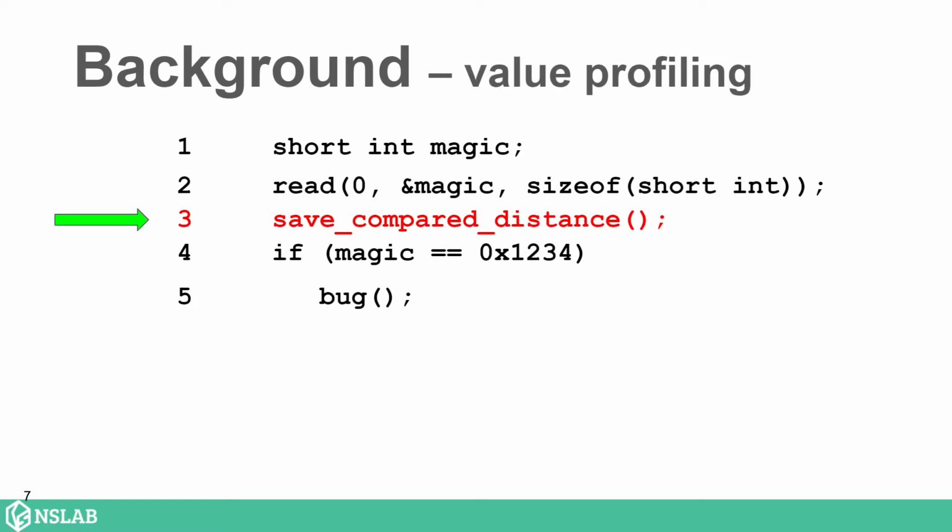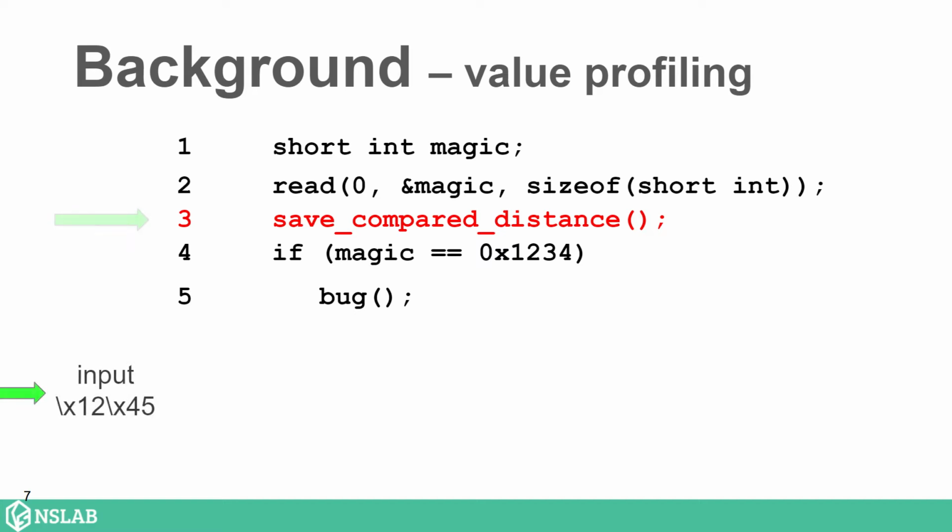Now let's take a look at another advanced technique, value profiling. It is the same code snippet except that libFuzzer inserts another function call at line 3. This function will store the distance between compared arguments, for example, the Hamming distance of binary forms, into a bitmap. The bitmap will be analyzed to decide whether this input makes any progress on passing the branch condition.